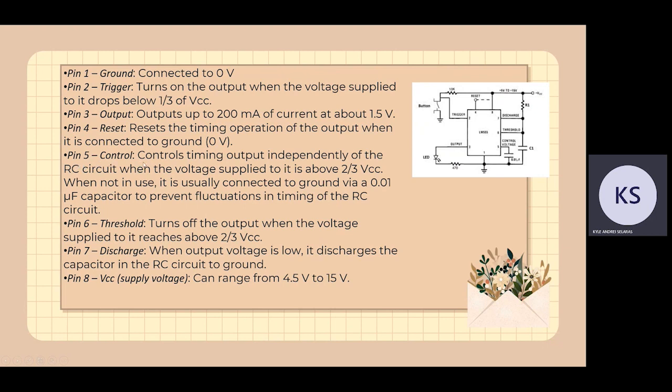And pin 5, the control pin, controls timing output independently of the RC circuit when the voltage supplied to it is above 2/3 VCC. When it is not in use, it is usually connected to ground via a 0.01 microfarad capacitor to prevent fluctuations in the timing of the RC circuit. Then we have pin 6, the threshold, which turns off the output when the voltage supplied to it reaches above two-thirds VCC. Pin 7, the discharge: when the output is low, it discharges the capacitor in the RC circuit to ground. And pin 8, VCC, is the supply voltage that can range from 4.5 volts to 15 volts.